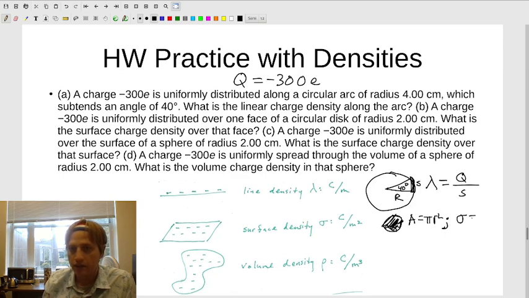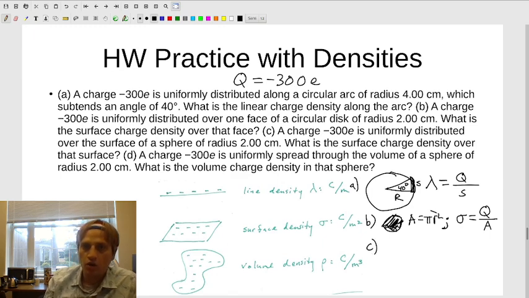And your sigma, your surface density, is going to be the amount of charge that you have, which they give you, over the area. So there's your part A, there's the part B that you're going to work on. Part C says, what if you take that area and spread it out over the surface of a sphere?